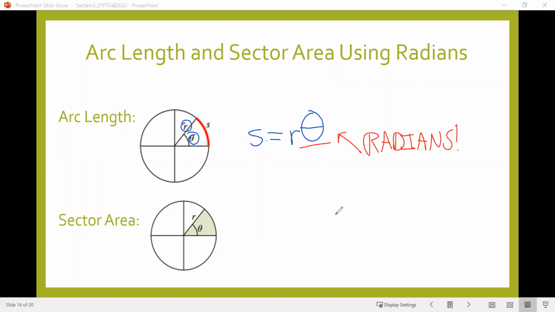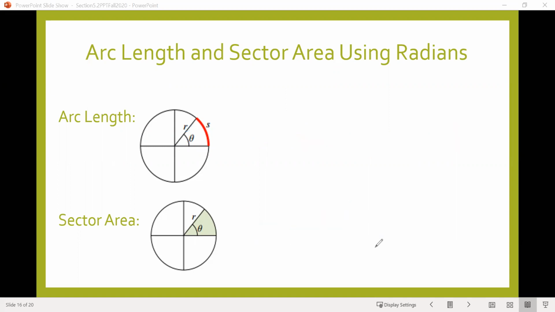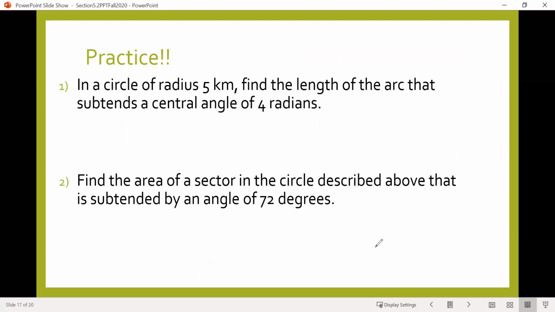Similarly, for sector area, which we can use the symbol A to represent, the formula is going to be 1/2 times theta, and again, theta has to be in radians, times the length of the radius squared. So again, that's a fairly concise formula. All right, so let's put these to work for us here.